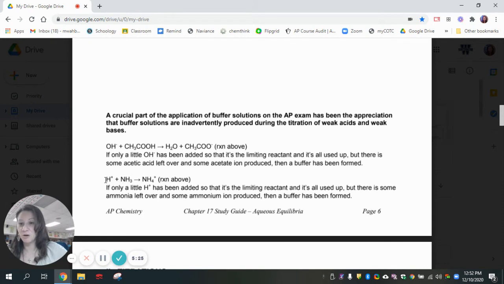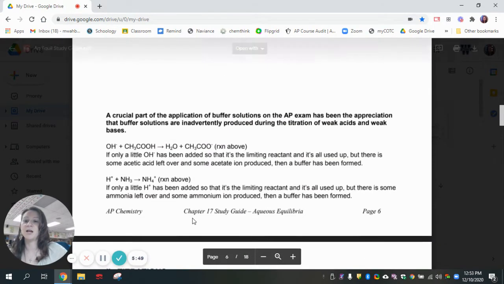Same idea if you have a strong acid like HCl, for example, with a weak base like ammonia. If you've added just a tiny bit of H pluses, then you have some leftover ammonia, and you are going to also form some ammonium ion. And so ammonia with ammonium ion, that is a buffer, right? A weak base and its conjugate, or in the other case, a weak acid and its conjugate, is a buffer.